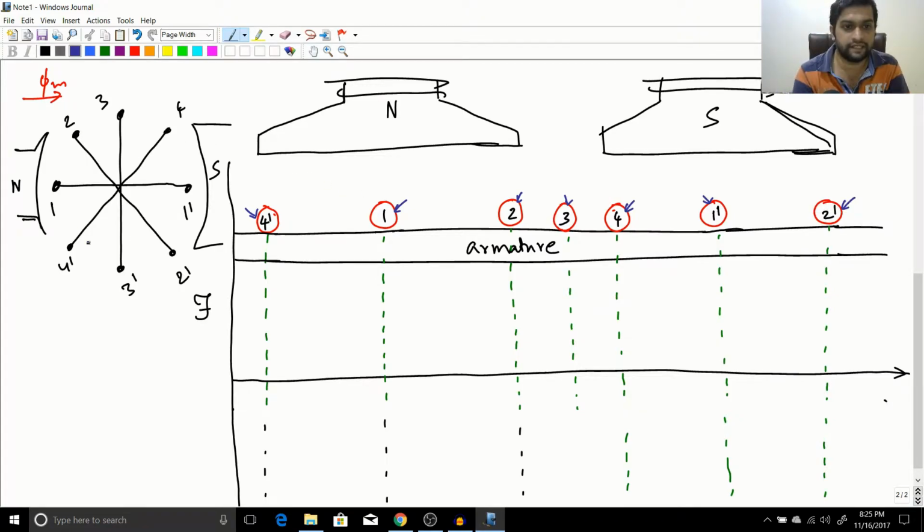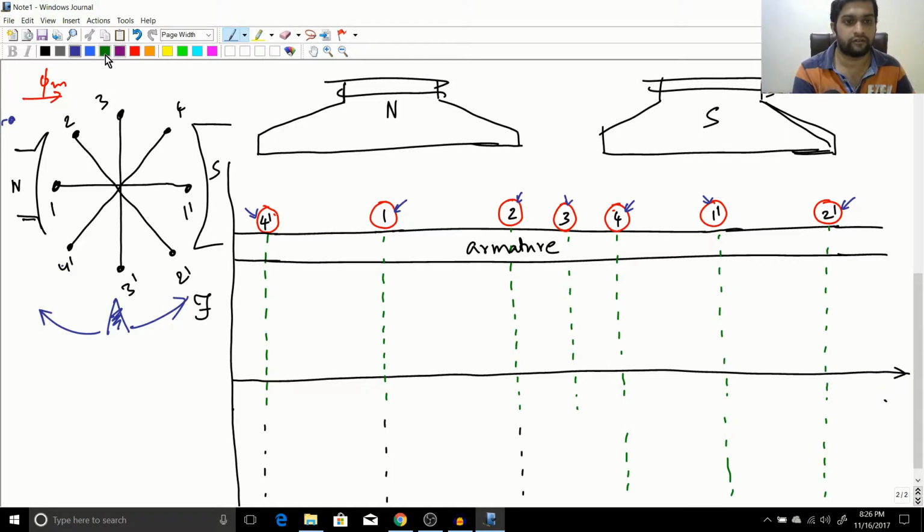Now you can clearly see when I develop the diagram, if I cut from this area and expand like this, 4 dash will come here, somewhere here. And after that, 1 will come. After that, 2, which I have drawn like this. Okay. So if you have not seen the developed diagram, you can see that for better understanding.